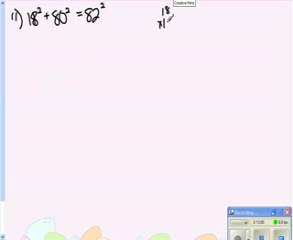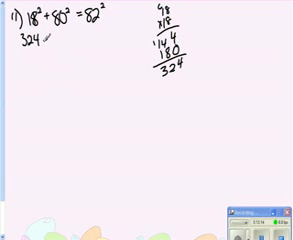And I don't know any of those. So 18 times 18 is 324. So 324 plus 80 times 80, you should be able to do in your head, because 8 times 8 is 64, and there's going to be 2 zeros.